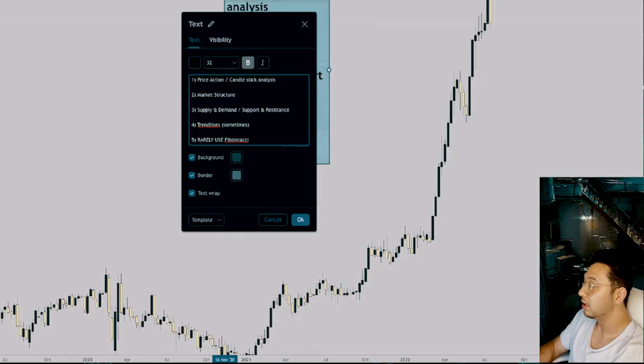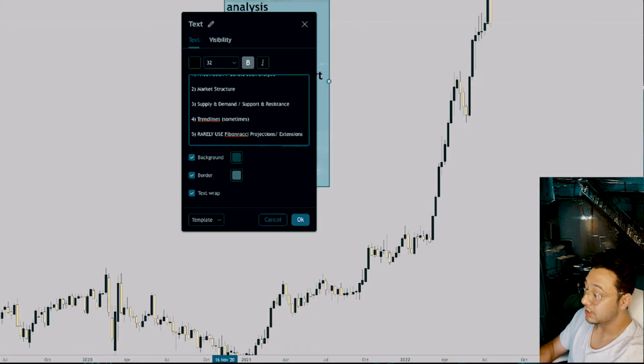Fibonacci projections and extensions, I do use. I'm going to start with negative 27%, and these negative 61.8% levels for take profits.